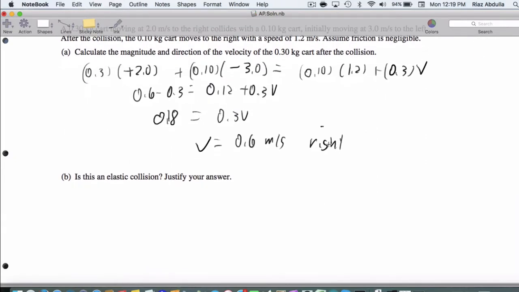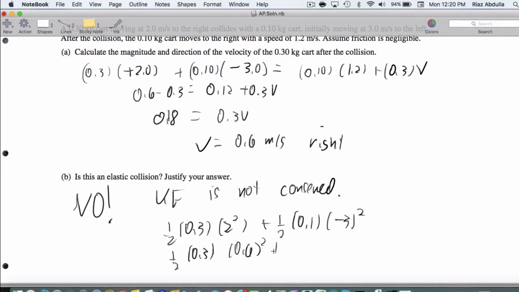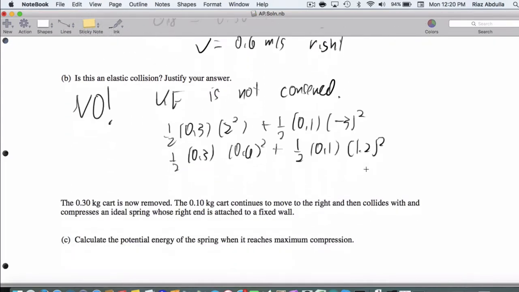Now, is this collision elastic? Okay, I'm just going to tell you right now: no. The reason is kinetic energy is not conserved, and you need to show me that. So 1/2 times 0.3 times 2 squared plus 1/2 times 0.1 times negative 3 squared. Okay, so that's the initial. And then compare that to 1/2 times 0.3 times 0.6 squared plus 1/2 times 0.1 times 1.2 squared. We are clearly losing energy.